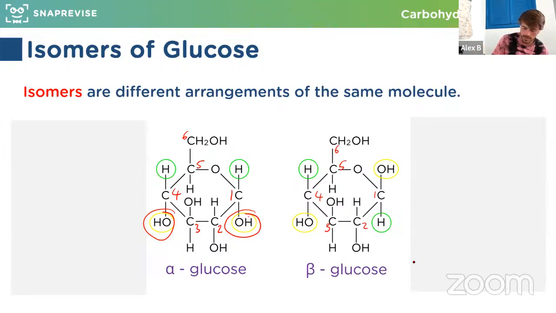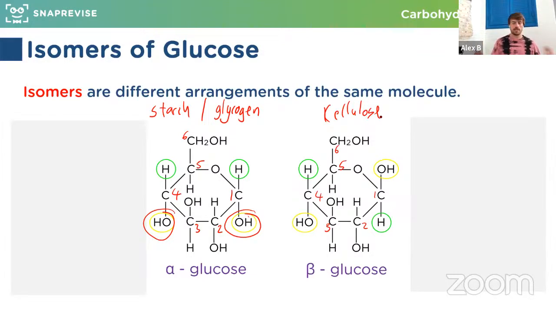So on beta glucose, the OH groups on carbons 1 and 4 point in opposite directions. So carbon 1 points up, carbon 4 points down. It may not seem like a huge difference, but actually this is what gives rise to the different properties when they form polysaccharides. So if you polymerize alpha glucose, you can either get starch or glycogen, depending if that's in a plant or an animal, whereas this one, you get cellulose, which are fundamentally quite different molecules. These are energy storage.